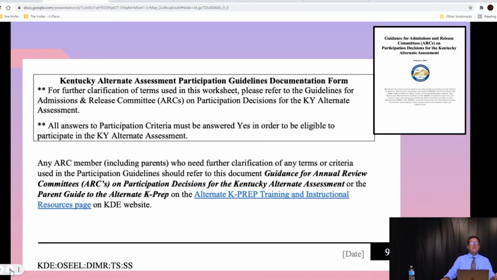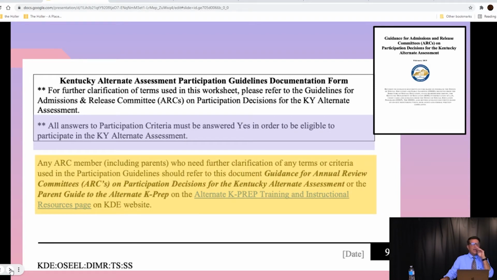So we see here the Kentucky Alternate Assessment Participation Guidelines documentation form, and we see that any ARC member, including parents who need further clarification of any terms or criteria used in these guidelines, we have some additional information here, and all answers to participation criteria must be answered yes in order for that student to be eligible. And so we got that documentation there for you, and that's just a rehash of what we talked about a little bit earlier, but it is important.